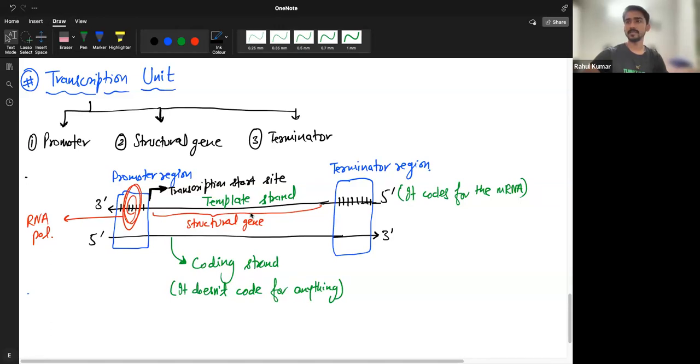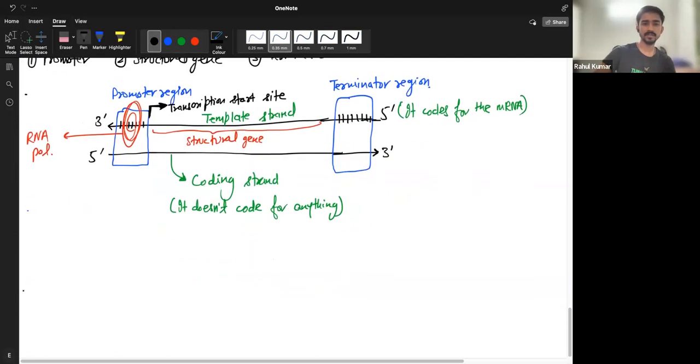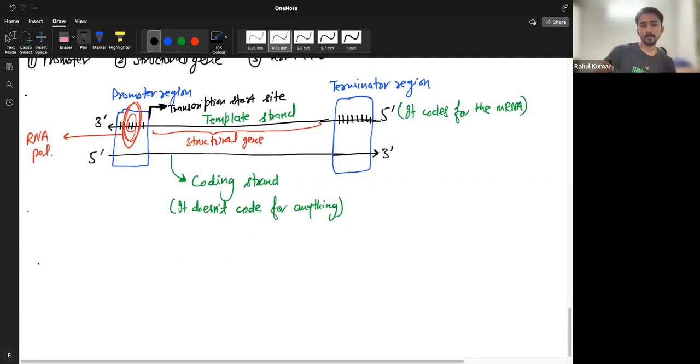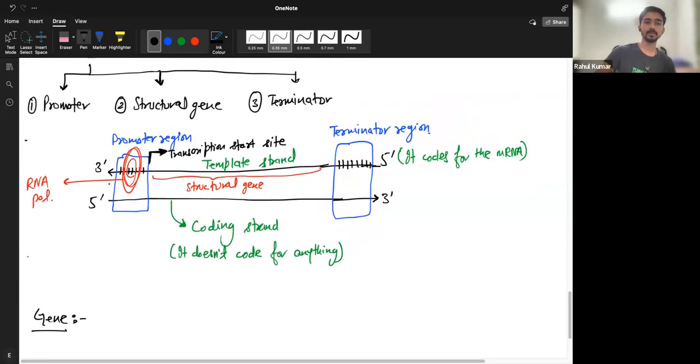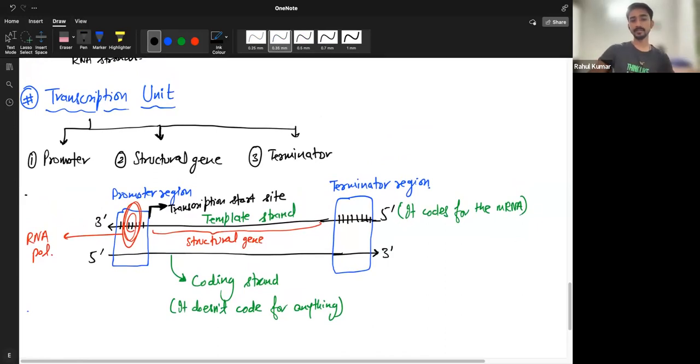Now, on the basis of this transcription unit, we also have a different definition of gene. So let's pay some attention to understand what we mean by gene. What is a gene, everyone? As you can see here, I told you that the region between the promoter and terminator is called a gene, right? Structural gene, we call it. Is it clear, everyone?